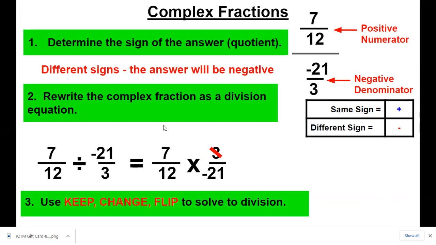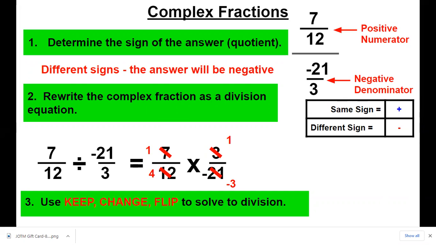Cross off my 3 because 3 will go into 12. So 3 divided by itself is 1, and 12 divided by 3 is 4. Let's do the same with 7 and 21. 21 divided by 7 is 3, and 7 divided by itself is 1. So now I don't have to reduce at the end because I've already canceled and reduced.